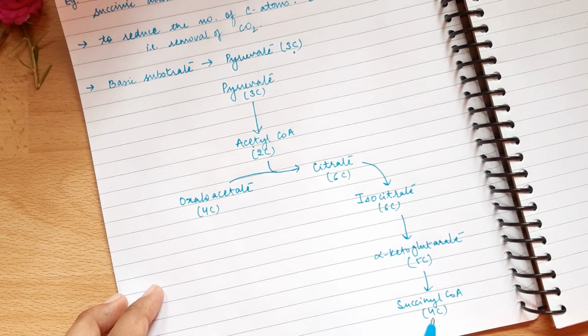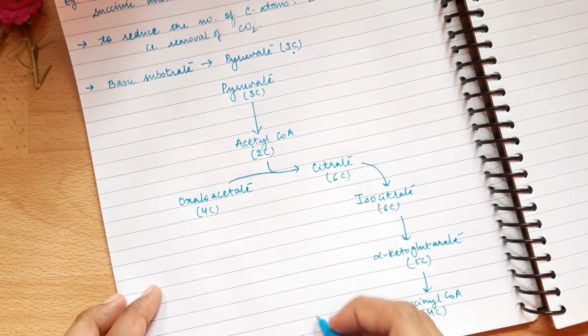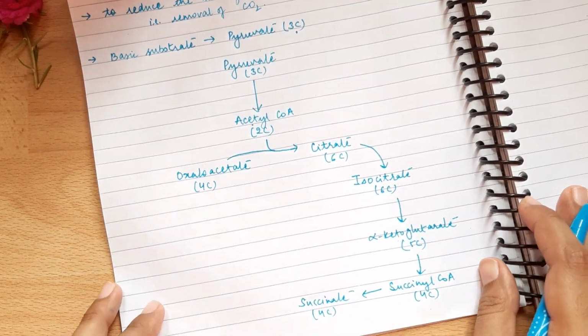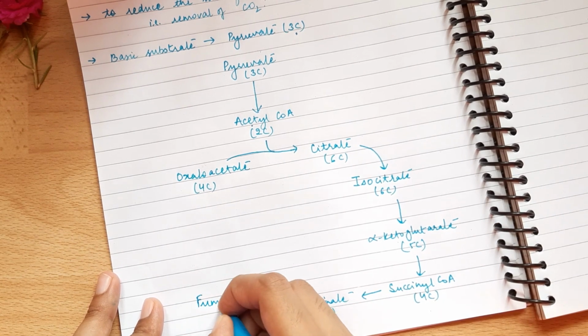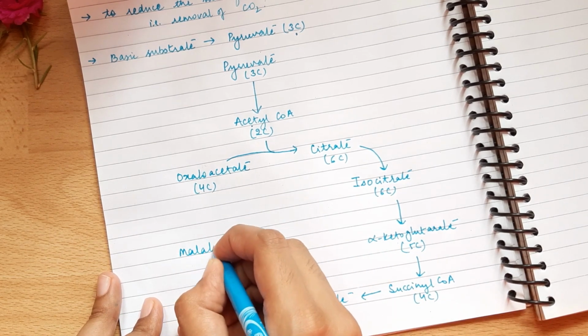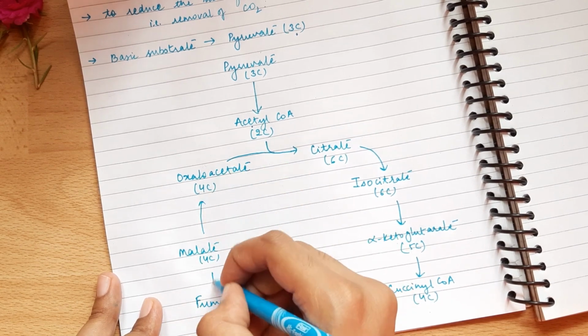But succinyl-CoA and oxaloacetate both are 4-carbon molecules, which means all the intermediates between succinyl-CoA and oxaloacetate will be 4-carbon molecules. So succinyl-CoA is converted to succinate, which is further converted to fumarate, and fumarate is converted to malate, and all these are 4-carbon molecules. I hope that's clear.